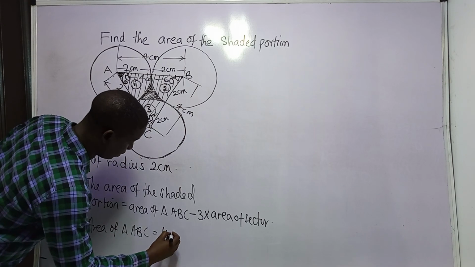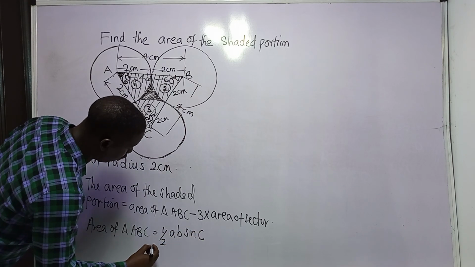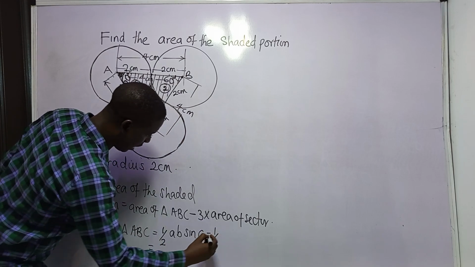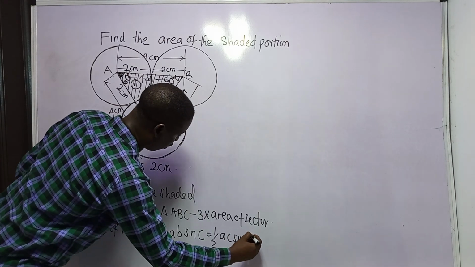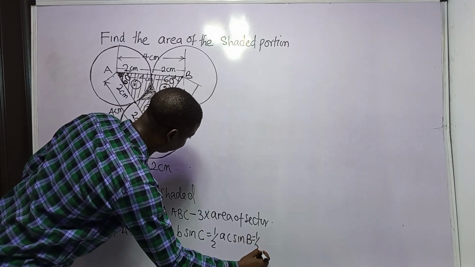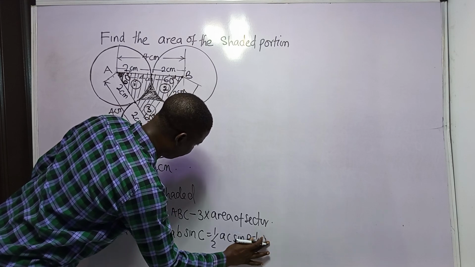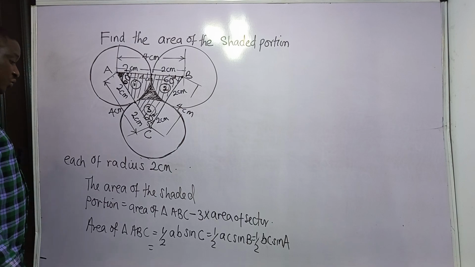Half AB sine C, or we use what? Half AC sine B, or we use what? Half A, okay, BC sine A. Anyone you want to use.